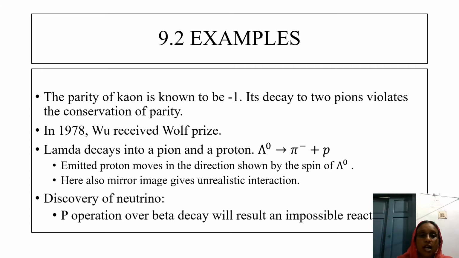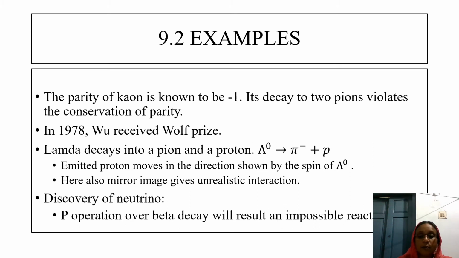Now, lambda decays into a pion and a proton. This is another example, lambda decay. Here, neutral lambda decays into a negative pion and a proton. Now, the emitted proton moves in the direction shown by the spin of lambda 0. Here also, the mirror image gives an unrealistic interaction. There is no interaction as shown in the mirror image.